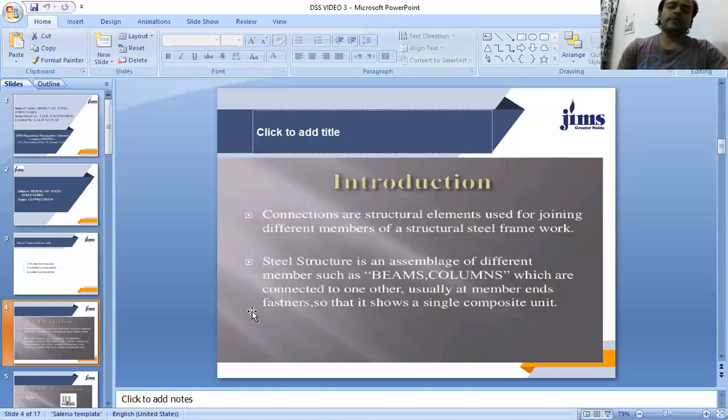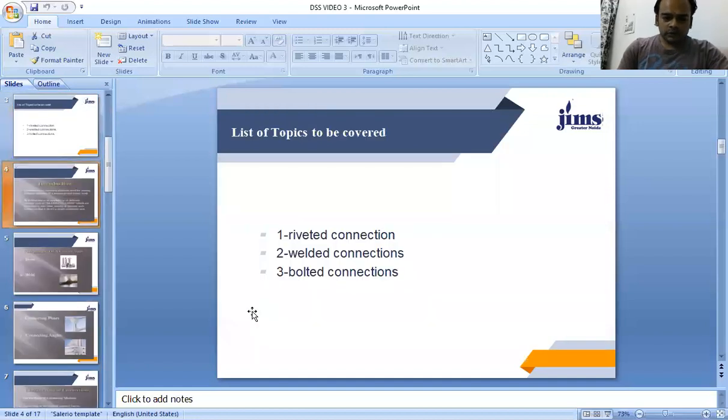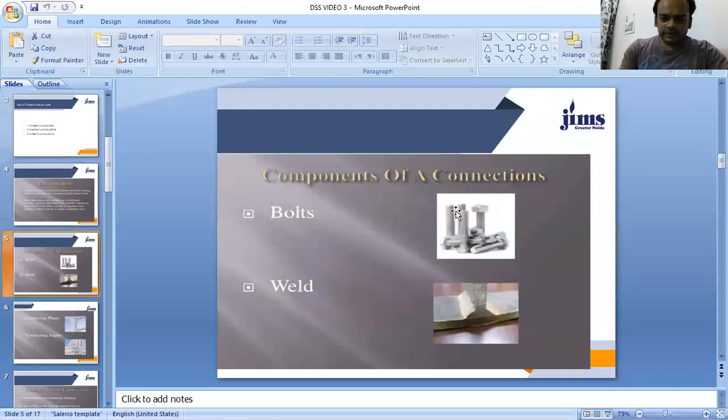Whenever we have to connect different members to make a single structure, we need to join them by using different connections like rivet connection, bolts or welding connection. The first diagram which we can see here is a bolt. We all know what bolts are. This is just a pictorial representation of the bolts. And the second thing is welding. I didn't show rivets here because it is not used nowadays, but we have to study rivets also. We'll see that later on.